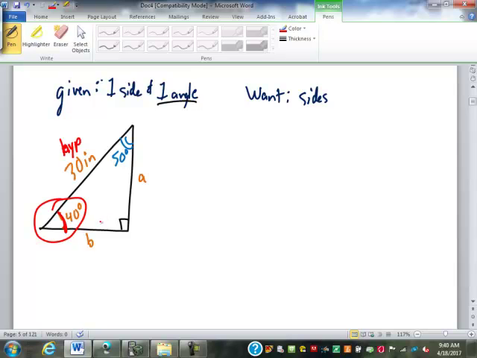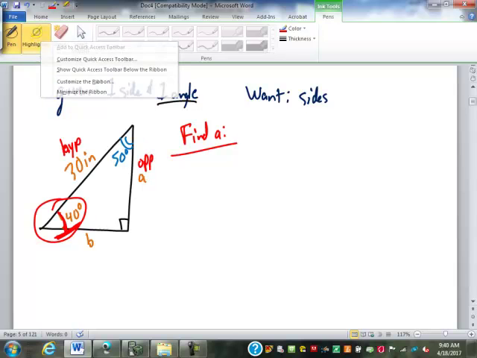Now the opposite and adjacent depend on what angle I'm using. So I'm going to commit to using this 40-degree angle. That's the angle I'm going to use. If I am trying to find side A, what side of this is it? The opposite. So again, that thought process is very important.